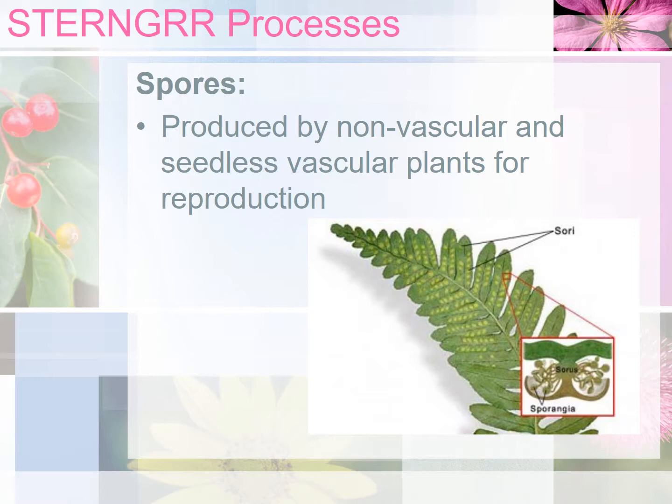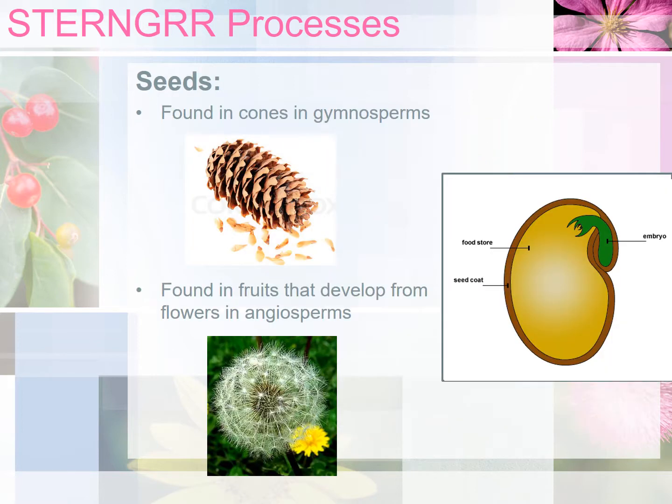All right, spores are another means of asexual reproduction. These are produced in non-vascular plants such as ferns, and they're used for reproduction, but they are asexual. All right, then seeds are an example of sexual reproduction. You can find them in the cones in gymnosperms, or they can be found in the fruits of angiosperms.